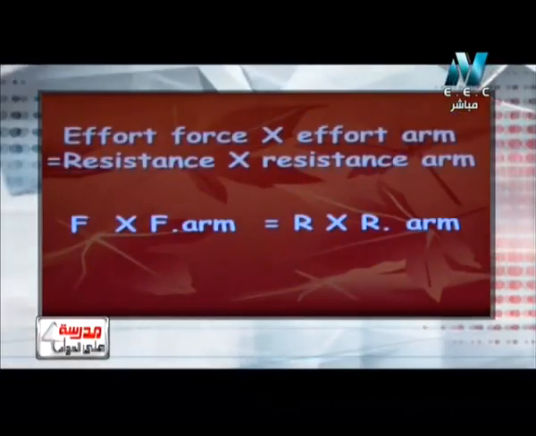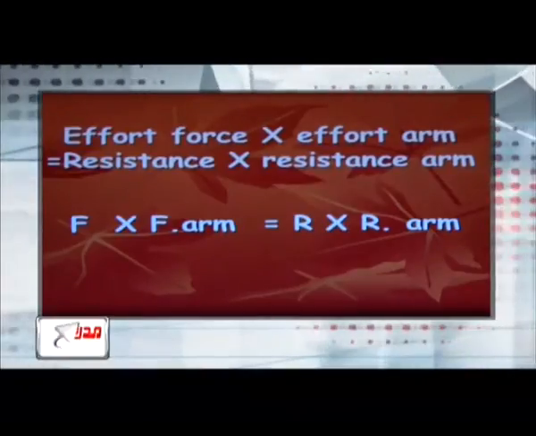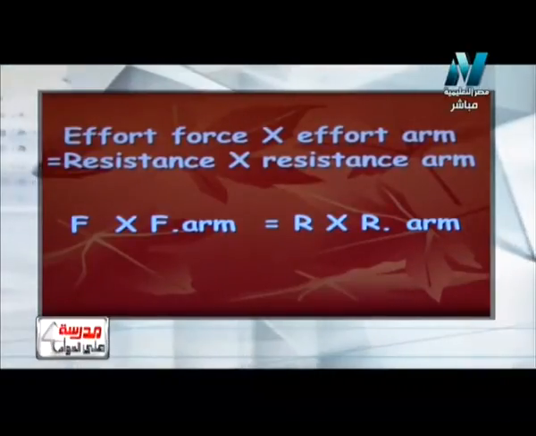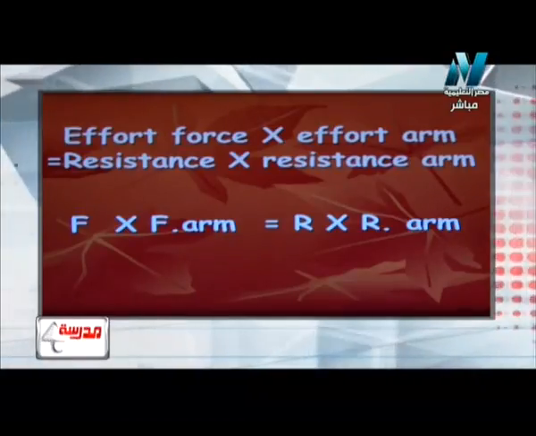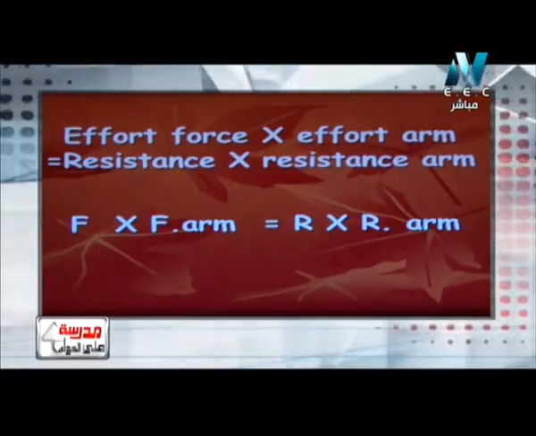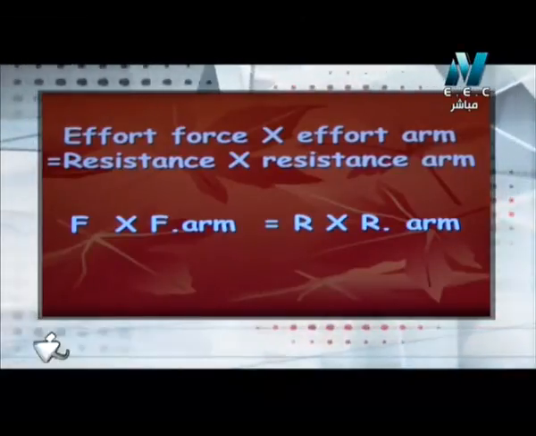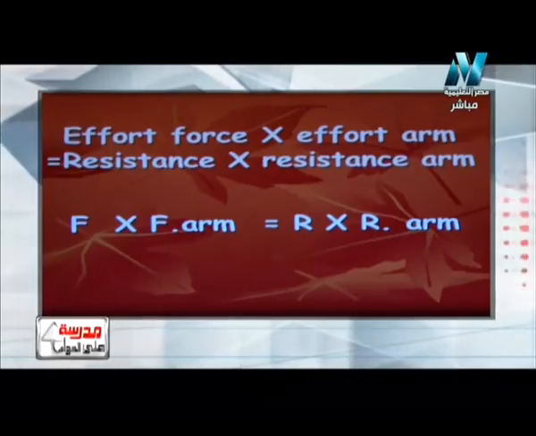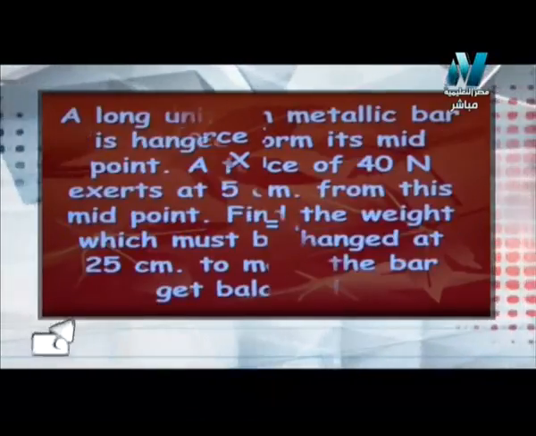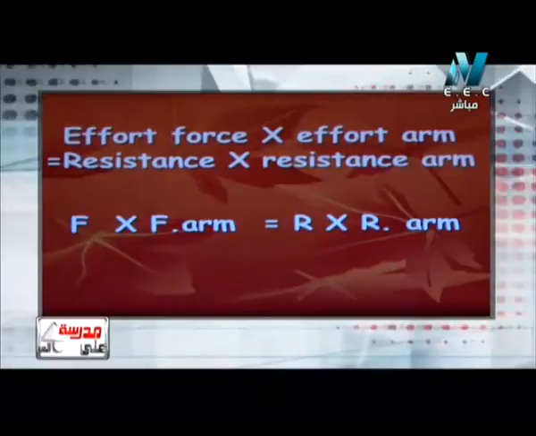Okay, I can write the law. I must write the law as I said: effort force by effort force arm equals resistance by resistance arm. Or I can write the law in a shortened form with abbreviation: F by effort force arm, F arm, equals R by R arm. So I must write the law like that.